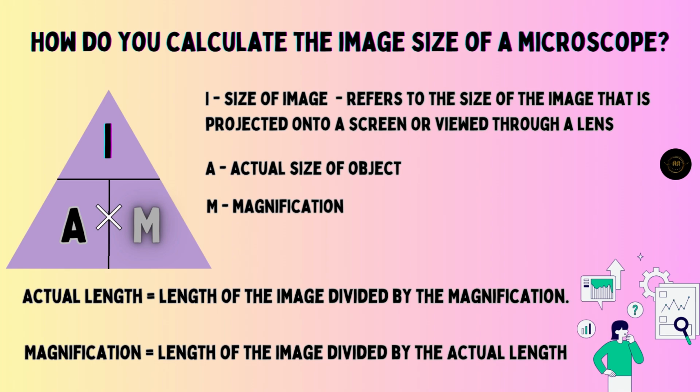You need to divide the length of the image that you get under the microscope by the magnification. So in our case, that was 80 micrometers divided by 40, which is 2 micrometers. So the actual length of the bacteria is 2 micrometers.